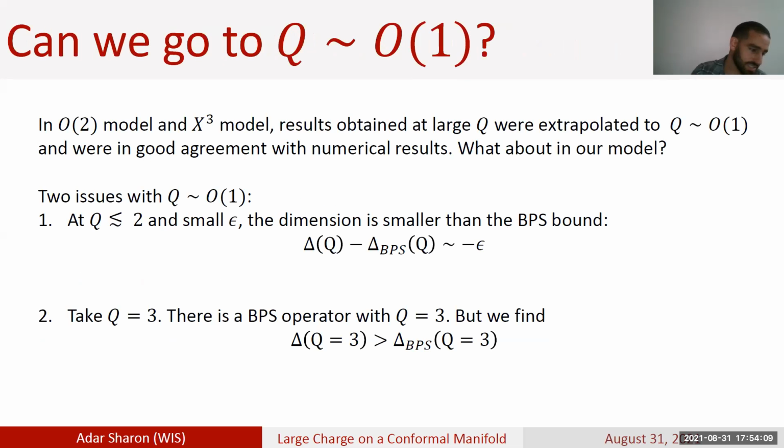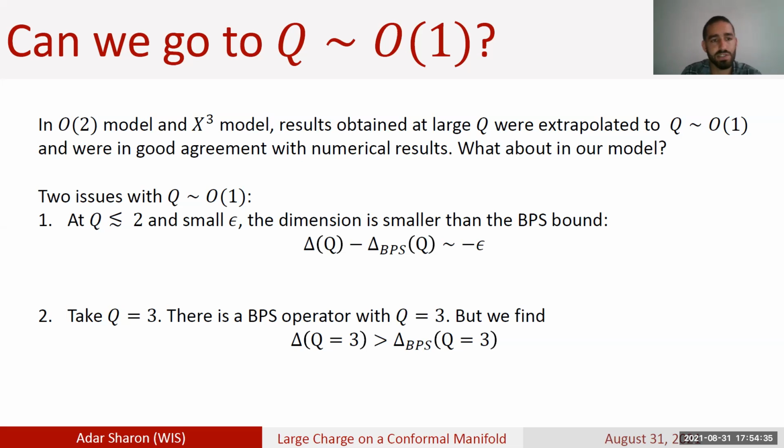Another interesting point is whether we can go all the way down to charges of order 1. So both in the O2 model and in the X-cube model, surprisingly, taking the results down to order 1, you found very good agreement with the numerics. So clearly we want to do the same thing and check whether this also occurs here. And in this model, it seems like things are more complicated. So we found two issues with taking Q to be very small.